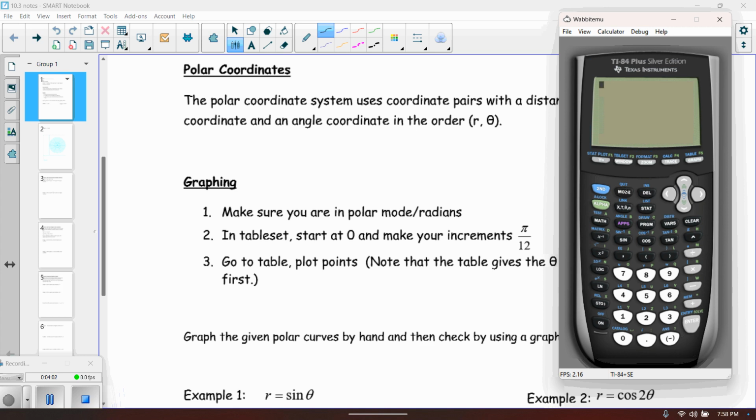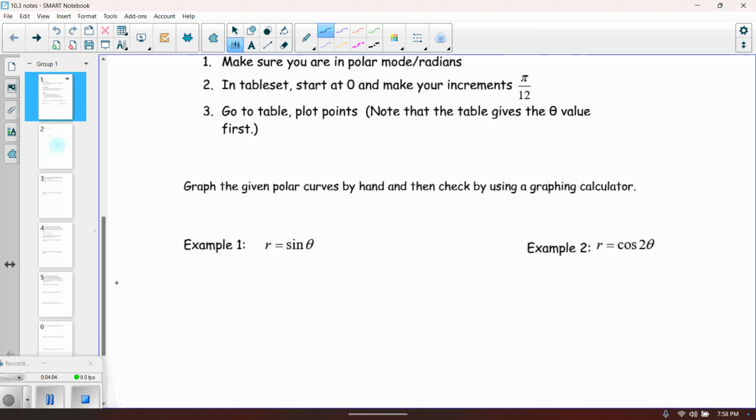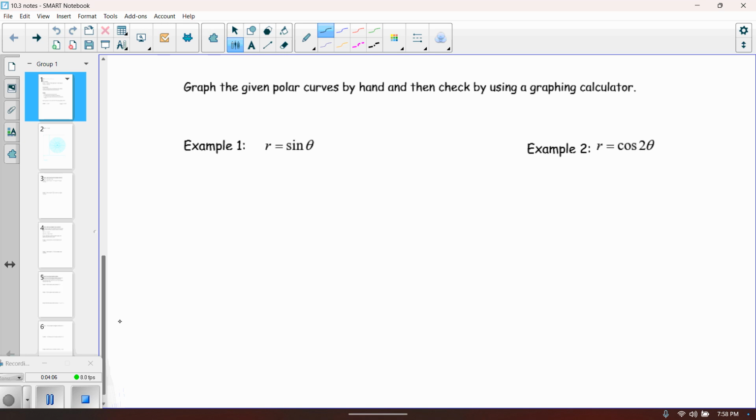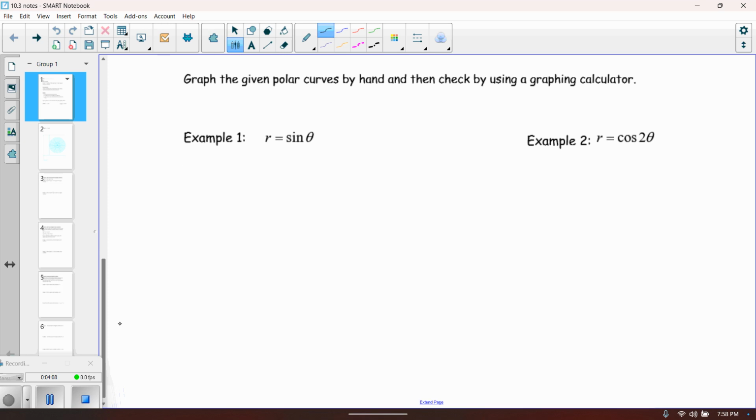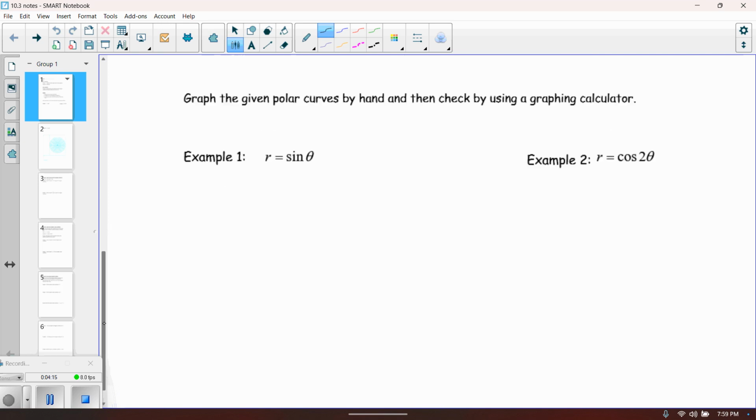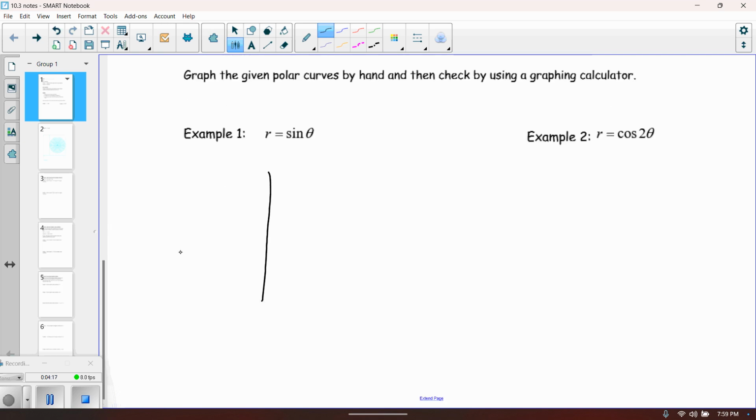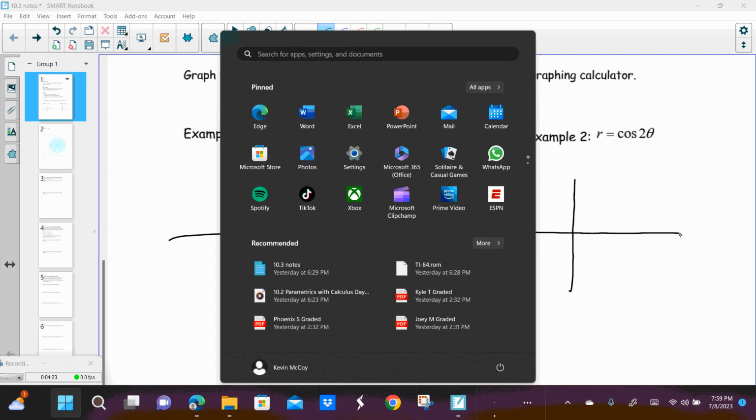All right, so now what we're going to do is graph the given polar functions using the graphing calculator. And then we're just going to sketch them right here. So the first one is R equals sine of theta. I'm going to just put a nice little grid here. I'm going to do the same thing over here. Now we're going to go back to the calculator.